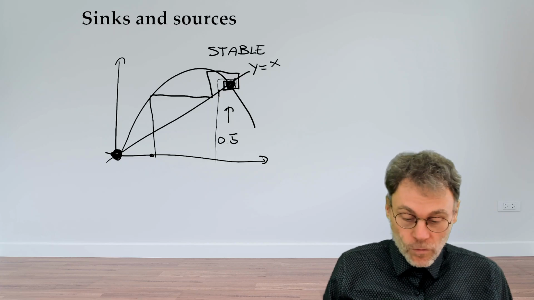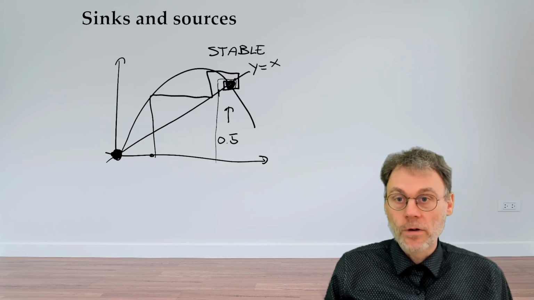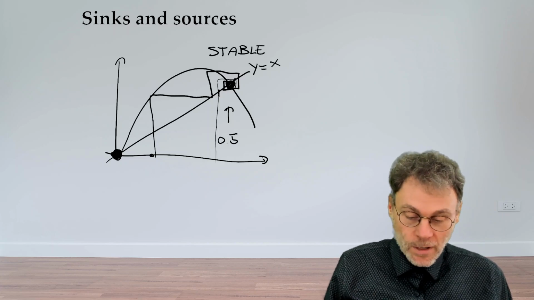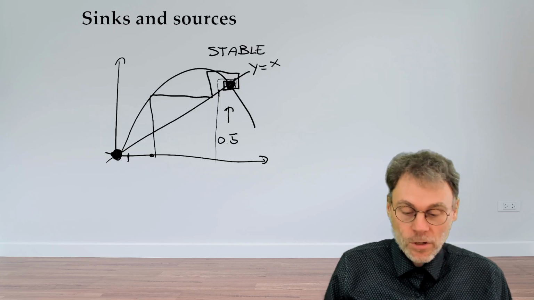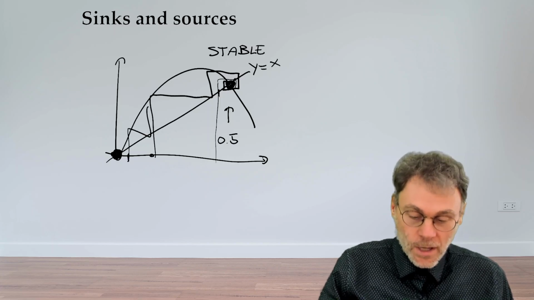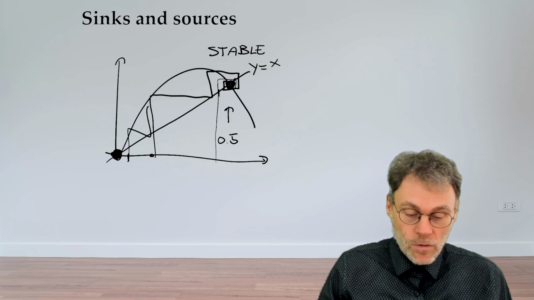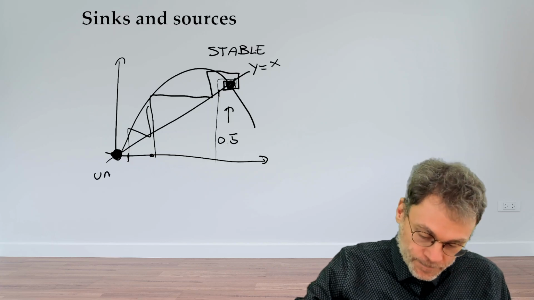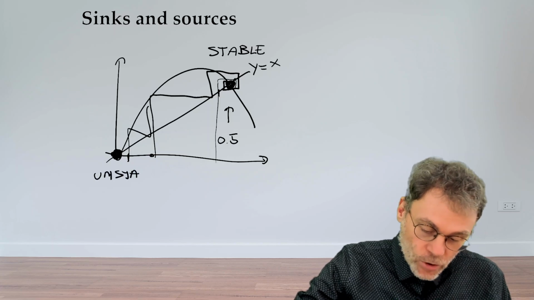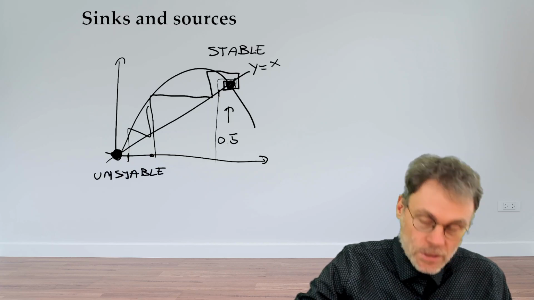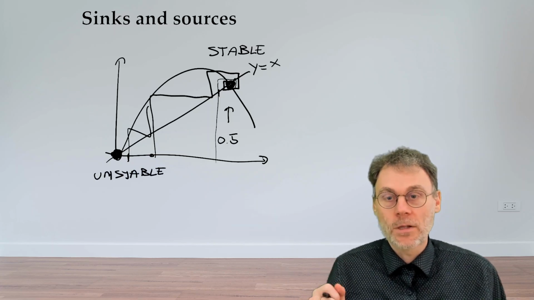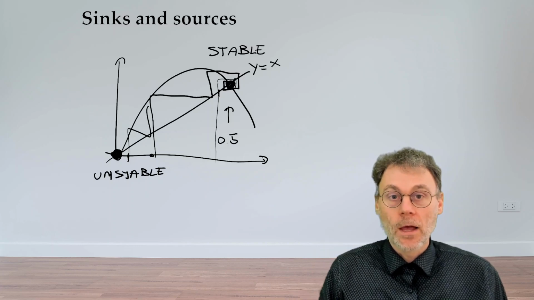This is not true for the other fixed point, the origin over here, because here you can easily verify that if you move away slightly from the origin and then you construct your orbit again, you actually run away towards the other fixed point. So this fixed point is actually an unstable fixed point, because as soon as you move away slightly from it, you just run away.